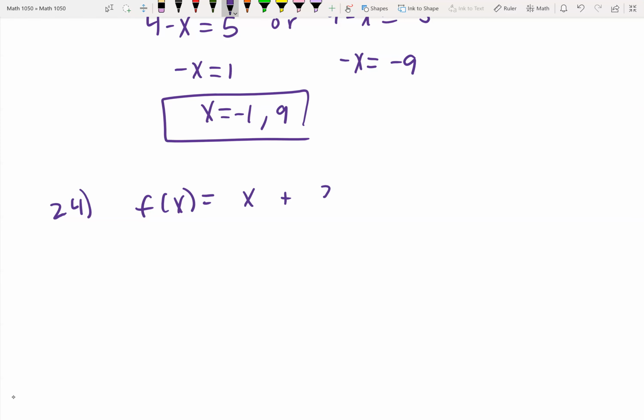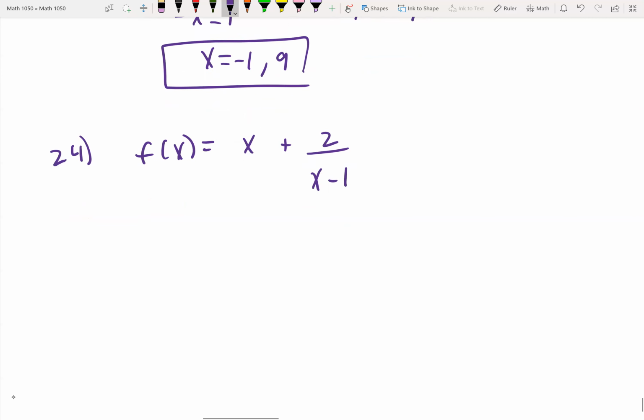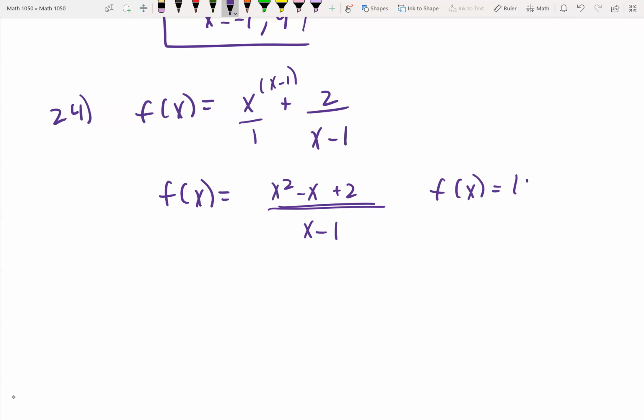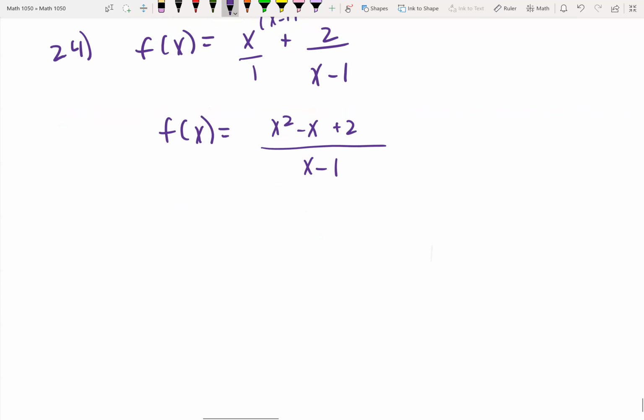Okay, here's question number 24. So the first thing I need to do is get a common denominator. So the common denominator is just going to be x minus 1. This guy right here did not have the x minus 1, so I distribute, and I get x squared minus x. This guy does have the minus 1, so I put a plus 2. Then I'm going to put a factored version right next to it. So x and x. It actually does not factor, which is strange. And I actually remember this happening last year. And so it's okay. It's unusual, but it's all right.